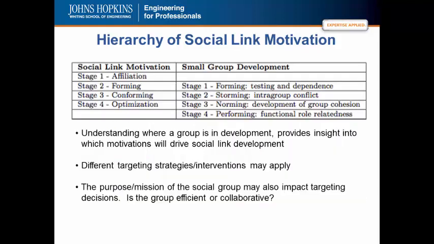You'll see that these are docked next to the forming, storming, norming, performing you may have heard of in small group development. So people need to affiliate before they go to the forming stage. Conforming is equivalent to storming. Optimization is the norming and performing. Understanding where a group is in development provides insight into what motivations are driving link formation and gives you different targeting strategies and interventions on how you may shape the collaboration and the group development.